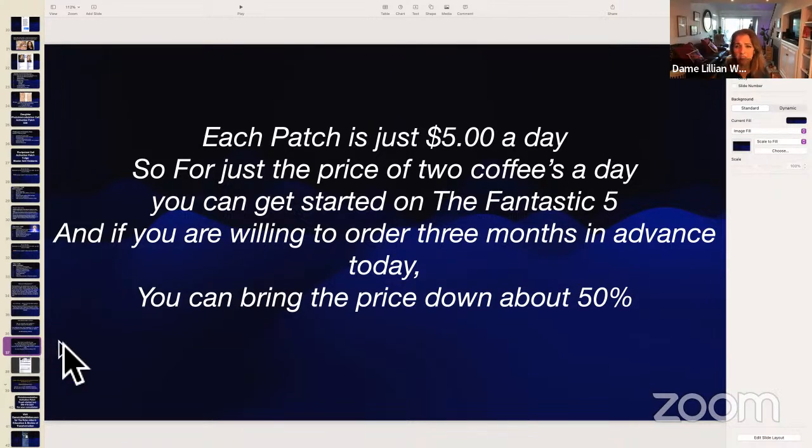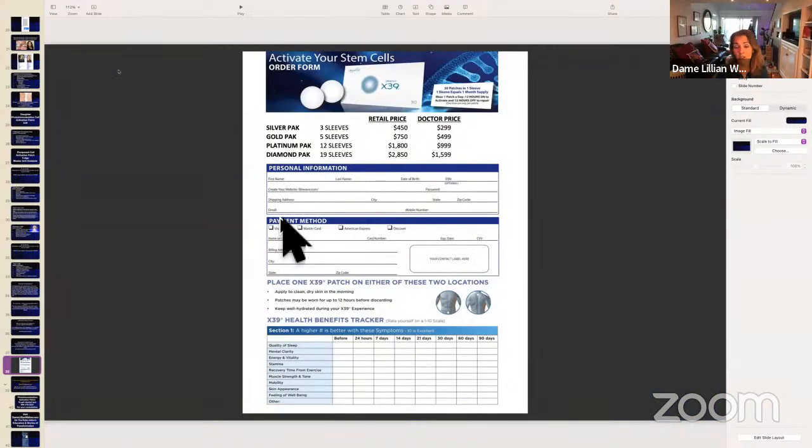But you can basically get started for $5 to $11 a day. The Fantastic 5, that would be $11 a day. You can get a gold pack for that. I'm going to share our Dr. Wholesale form. You don't see this on our website, but on the website you just have the retail prices. You'll see that these are each $149, the 39 and the 49. So that's $300 for these 2. But on a Dr. Wholesale pack, instead of paying $450 for 3 of these, you would pay just $299. So you save $50 a piece, which brings it down to $100 each.